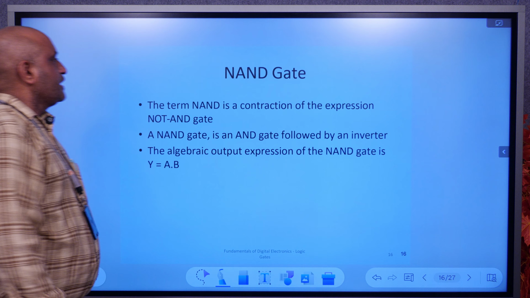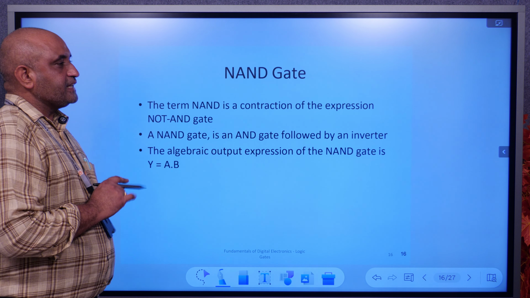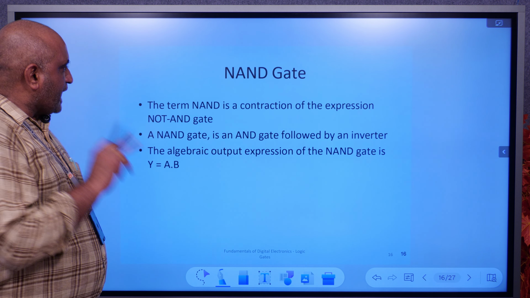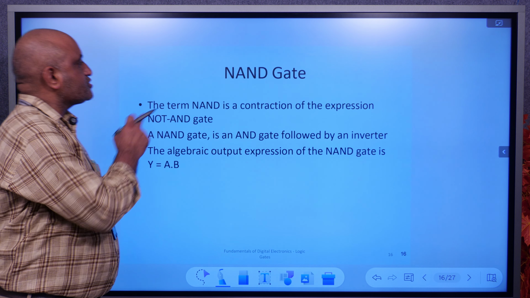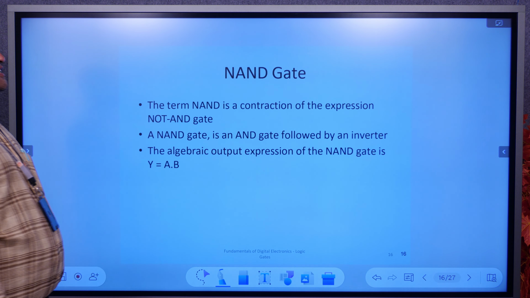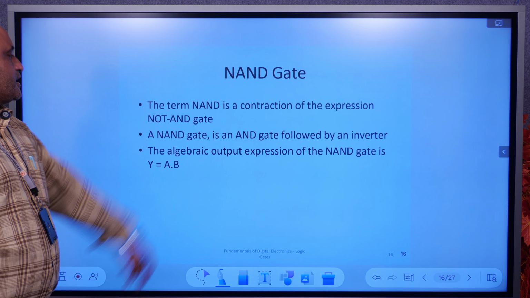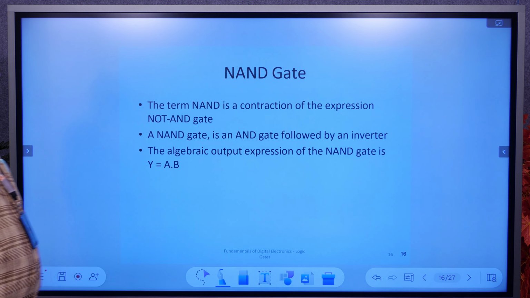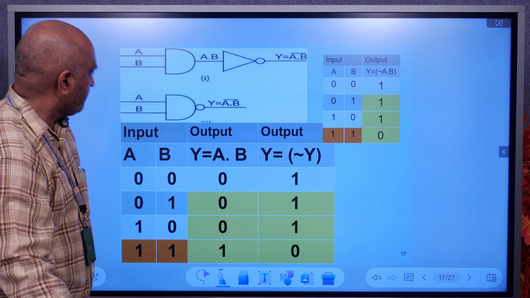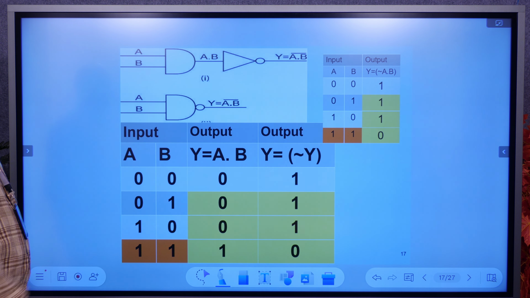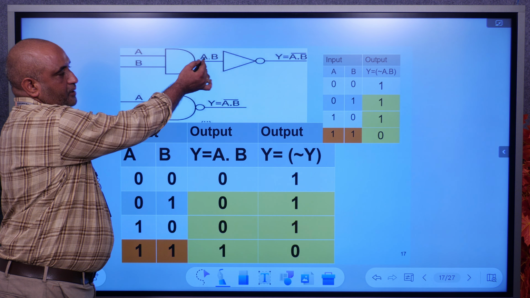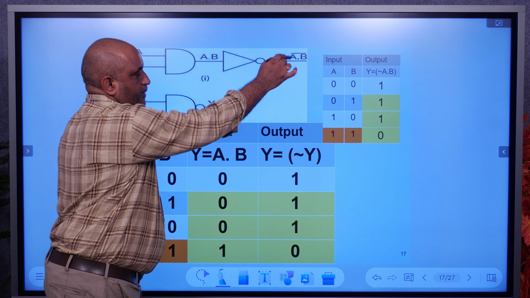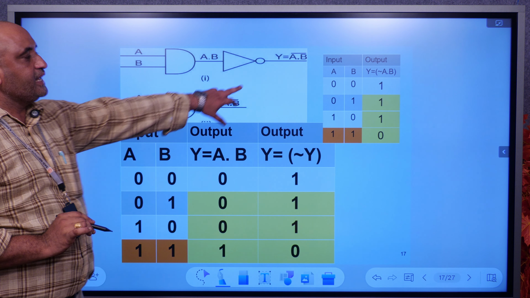This is the NAND gate. An AND gate gives the output 1 when both inputs are 1. Adding a NOT gate to the AND gate is called the NAND gate. The NAND gate is the AND gate followed by an inverter. The algebraic expression of the NAND gate is Y equal to A into B, whole bar. Suppose the AND gate inputs are A and B; adding the NOT gate gives Y equal to A dot B bar. This is called the NAND gate.